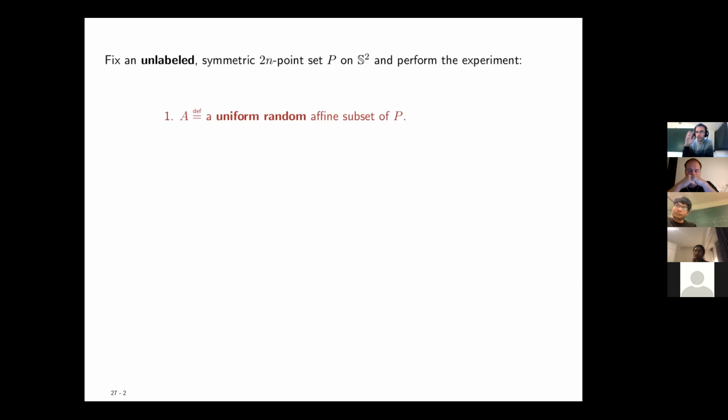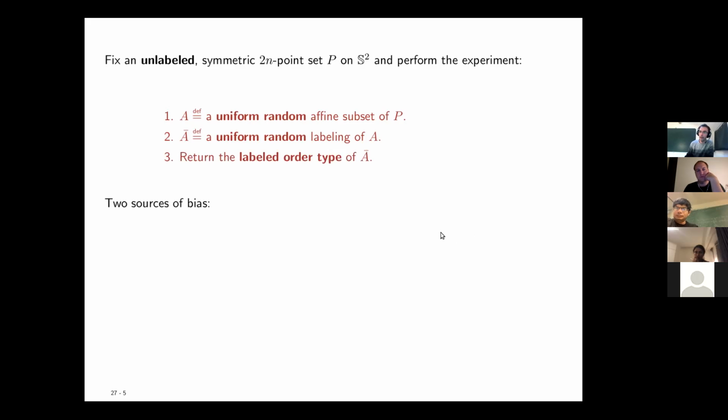So we take a subset of P, meaning we choose a 2-cell of the dual arrangement uniformly at random among all 2-cells, and we get the affine subset corresponding to that. Then that subset, we label it uniformly at random. So we have n points, so there are n factorial ways to label it. We pick each one with probability 1 over n factorial. And then we return that labeled order type.